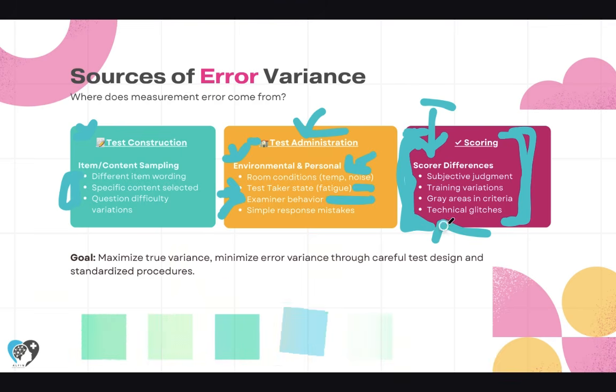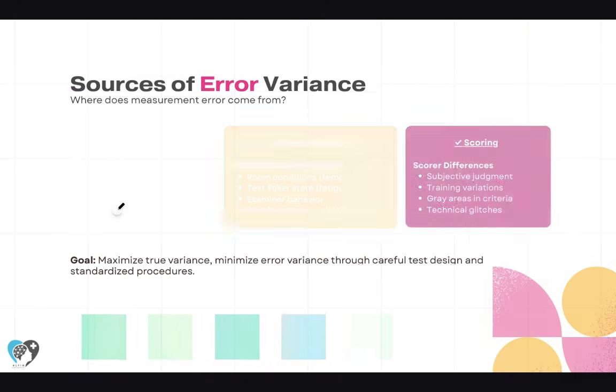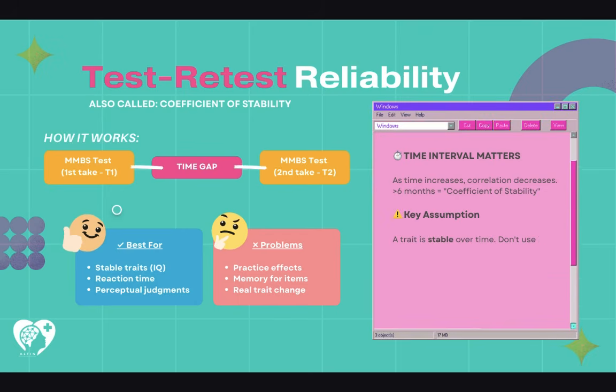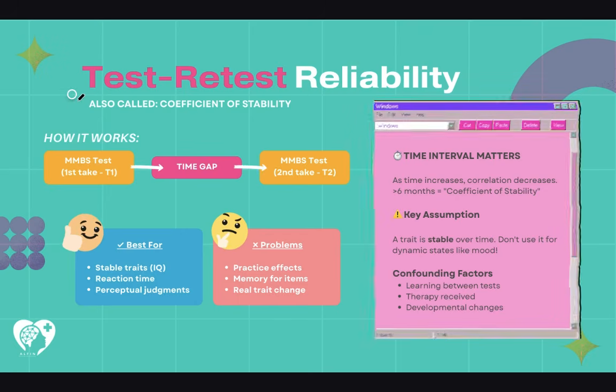So the different types of reliability estimates are designed to detect different sources of error. We will be talking about the different types of reliability estimates on the next slide. Our first method is very simple to understand. It's test-retest. From the word itself, test-retest reliability.